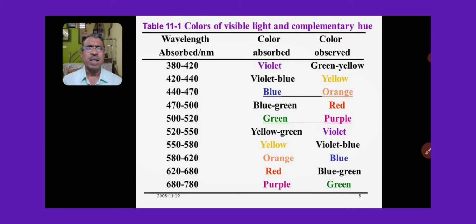This is one more the same thing. I have given the color of visible light and complementary colors. Here I have given the specific wavelength. If the absorbed wavelength is between 380 to 420 nanometer, then the color absorbed is violet and the outcoming color, or the complex, looks green to yellowish. And if the absorbed wavelength is between 470 to 500, then the absorbed color will be bluish, blue-green, and the complex looks red color. The same thing I have explained in the earlier case, and here I have given even the wavelengths at which it looks what color.